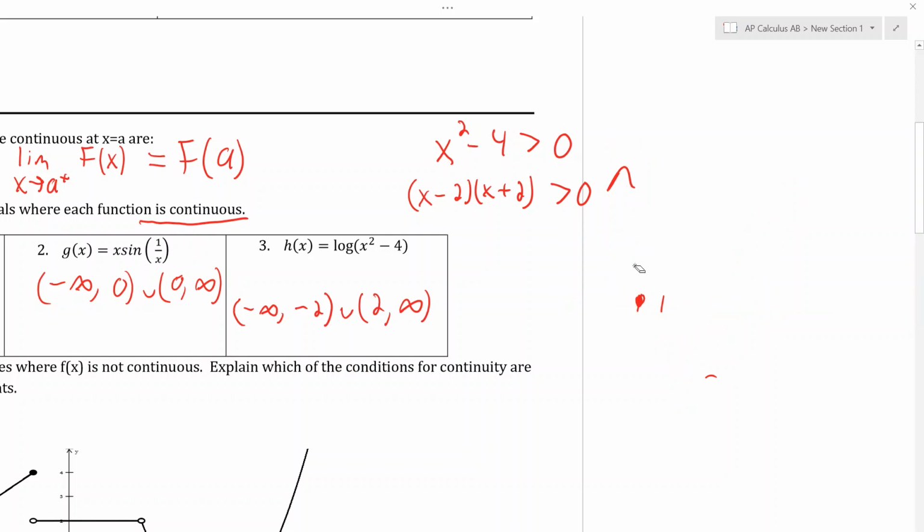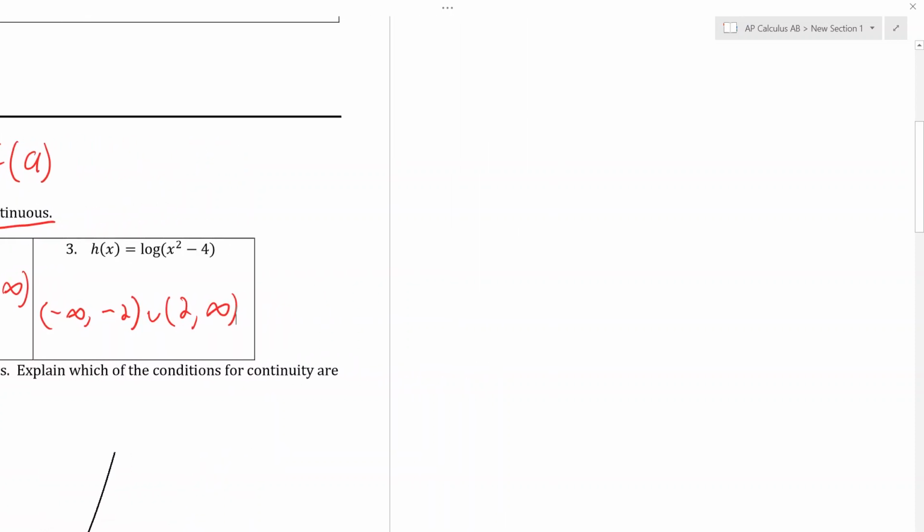And the only thing you got to worry about with continuity, really, so look, we did the log, we did the division by 0, is what if instead of a log of x squared minus 4, we had the square root of x squared minus 4? That's almost the same question as the log of x squared minus 4.